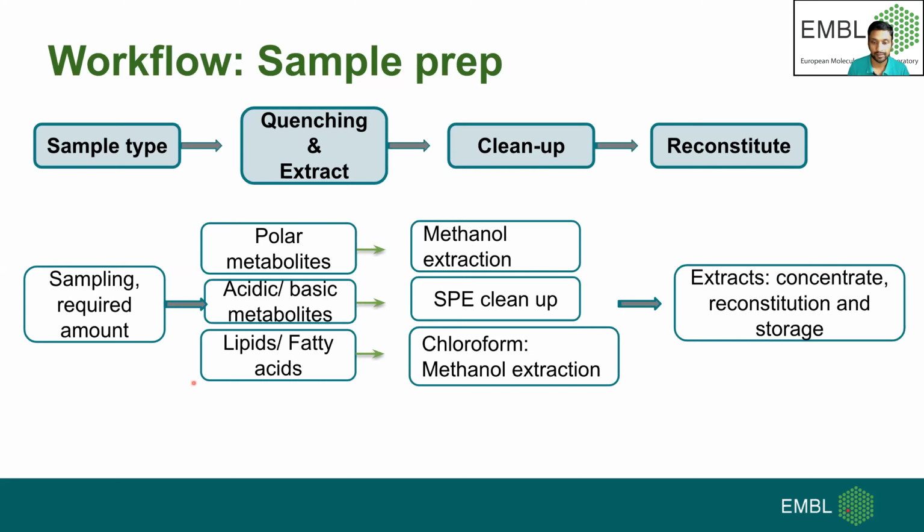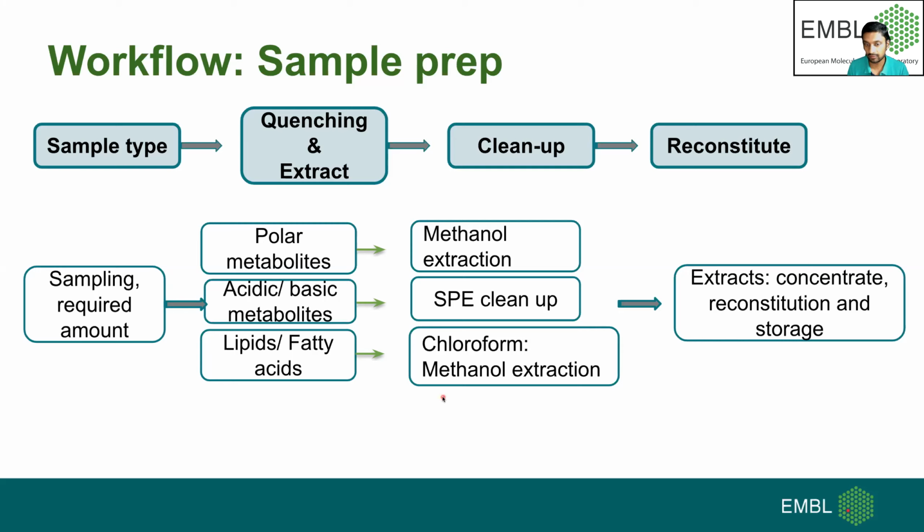Once you stop the metabolism of your samples, then you have to extract the metabolites, adding solvents which are compatible or more likely to get your metabolites of interest out. For example, if you have polar metabolites, then you should go for aqueous methanol extraction. If you have acidic or basic metabolites, which can be hard to extract, or which can take out a lot of matrix from your sample that may interfere in your analysis, then you need to clean up with solid phase extraction. Particularly if you have a different class of metabolites such as lipids and fatty acids, then the extraction method is totally different from polar metabolites because lipids are non-polar. So we need to use a chloroform and methanol extraction.